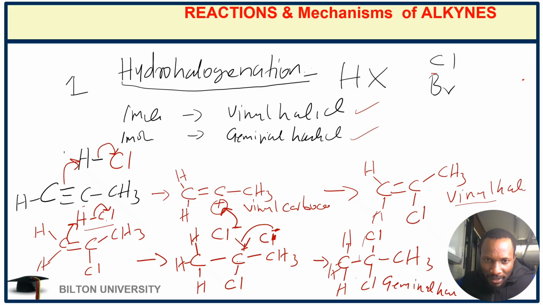Let's look at the chloride atoms. They are formed on the carbon which is most substituted. This carbon is substituted with this methyl group, making it the most substituted carbon of these two carbons. And therefore, you can see it follows Markovnikov's rule. So this is how the hydrohalogenation reaction takes place.